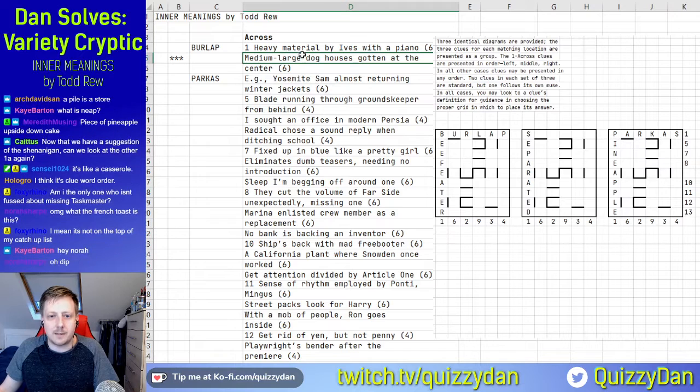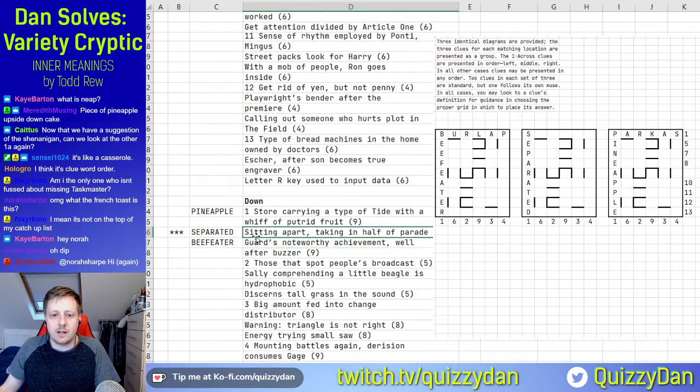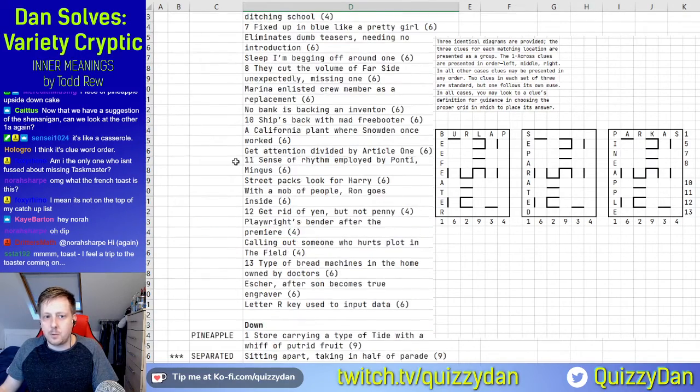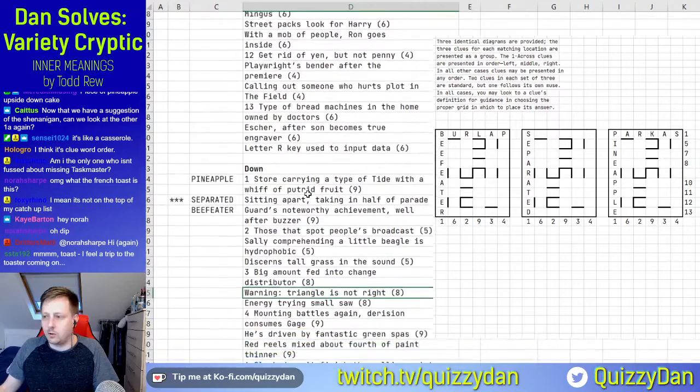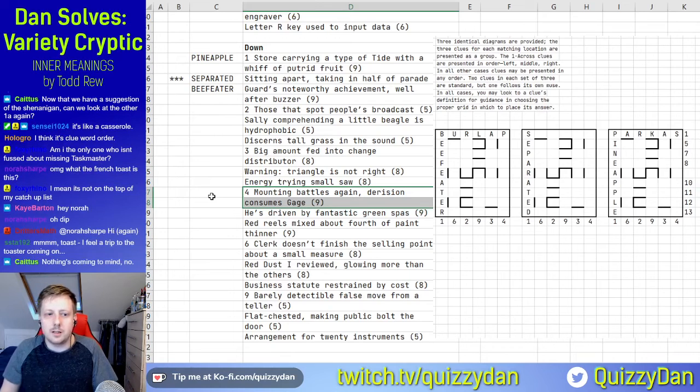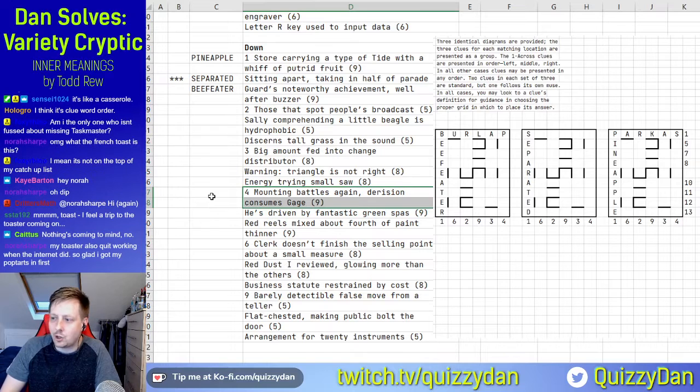Hope you're all doing well. So this clue has something weird, and we think it's something to do with the word order. Because in this one, separated, you actually have to swap the sitting and apart, I think. Apart is the definition, and then it's sitting, taking in half of parade. So something weird has happened. I think I'm not spotting what is happening with 1 across. So let's have a look at 4 down. Mounting battles again. Derision consumes gauge. So this one we know either begins with a P, an S, or any other letter of the alphabet.